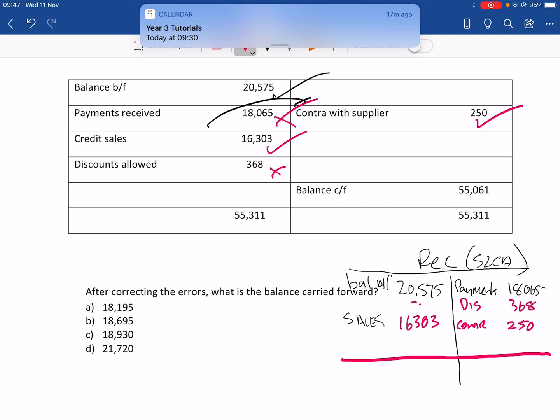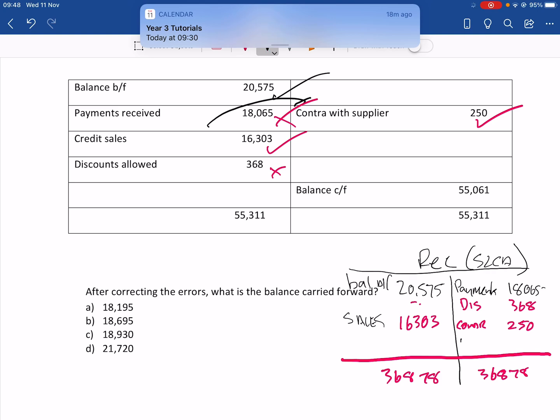Okay. So again, as we've done before, and this becomes much more relevant in the main exam. So 20,575, look at the side with the greatest amount, plus 16,303 equals 36,878. Take it across without thinking, 36,878.